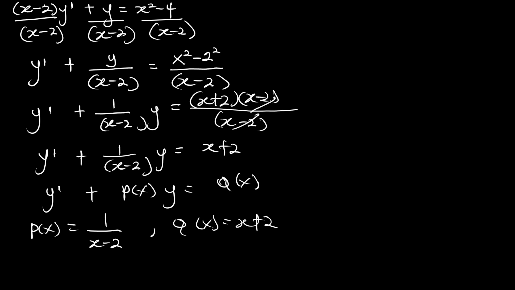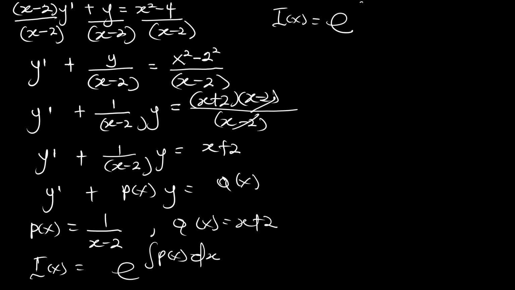And we find our integrating factor. I of x equals e to the integral of p of x dx. So we are going to have I of x equals e to the integral of p of x, which is what? 1 over x minus 2 dx. I of x is going to be e to the power natural log of x minus 2, right?